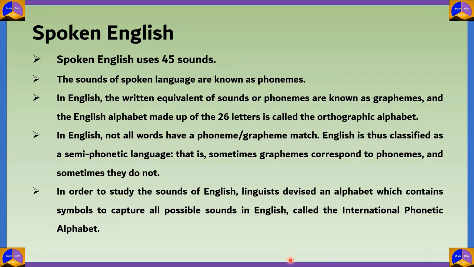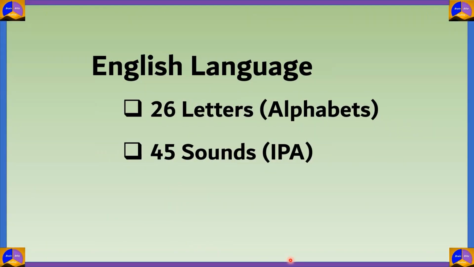So this became a problem among non-native speakers, and therefore in order to study the sounds of English, linguists devised an alphabet which contains symbols to capture all possible sounds in English. Now this alphabet is known as the International Phonetic Alphabet, which we'll be diving into in detail. So to cut the long story short, English has two types of alphabets. The standard alphabet, which is used in written English, has 26 letters, and the spoken alphabet called the International Phonetic Alphabet has 45 sounds, which is represented as letters.